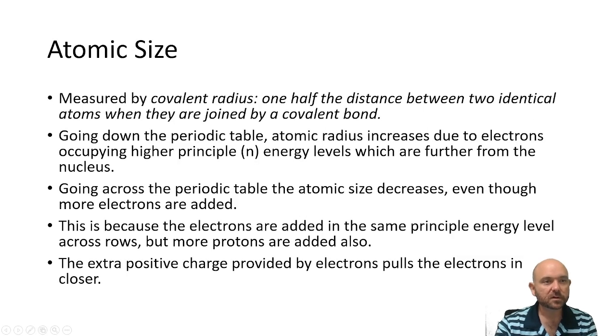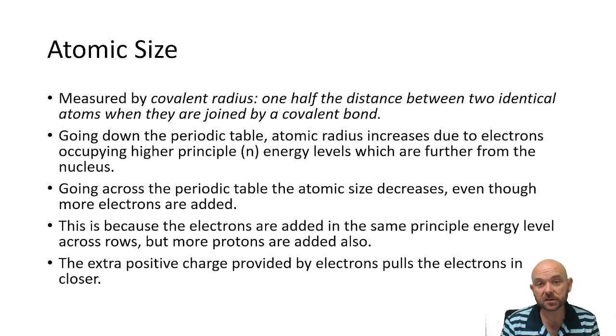So the first characteristic that we are going to talk about is atomic size. The way they define atomic size is they take the distance between two identical atoms. Think oxygen, O2. So they take an O2 molecule and measure the distance between the two nuclei if they were joined by a covalent electron sharing bond.